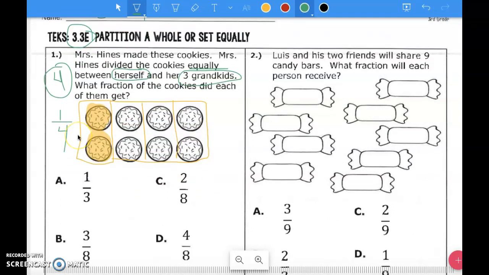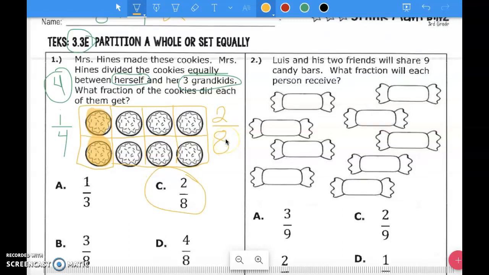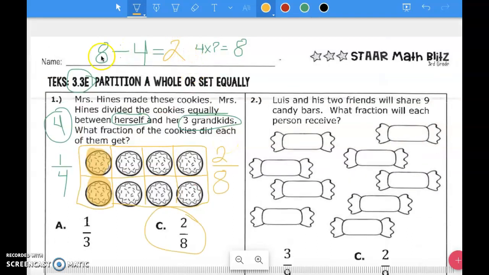Or another one, because I don't have fourths here, I am going to take my pencil and draw. So this is 2 out of 1, 2, 3, 4, 5, 6, 7, 8. 2 out of 8, which is this one right here. Okay? Two cookies out of eight. 2 cookies out of 8.